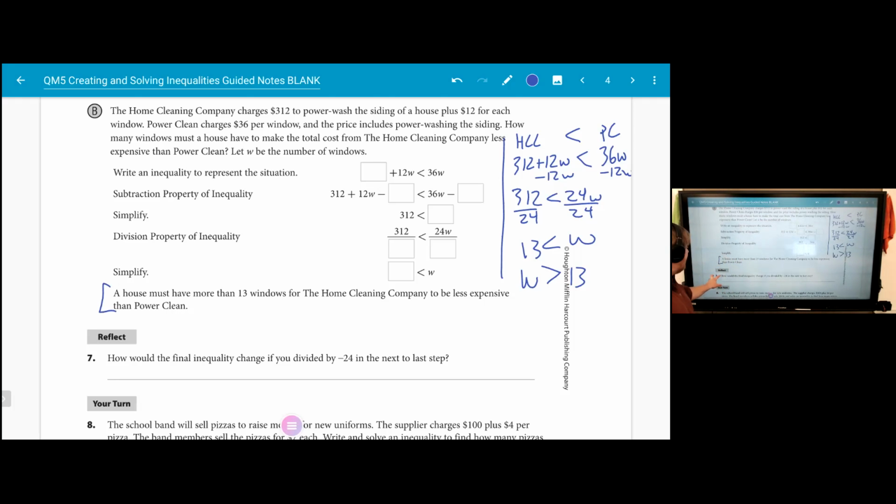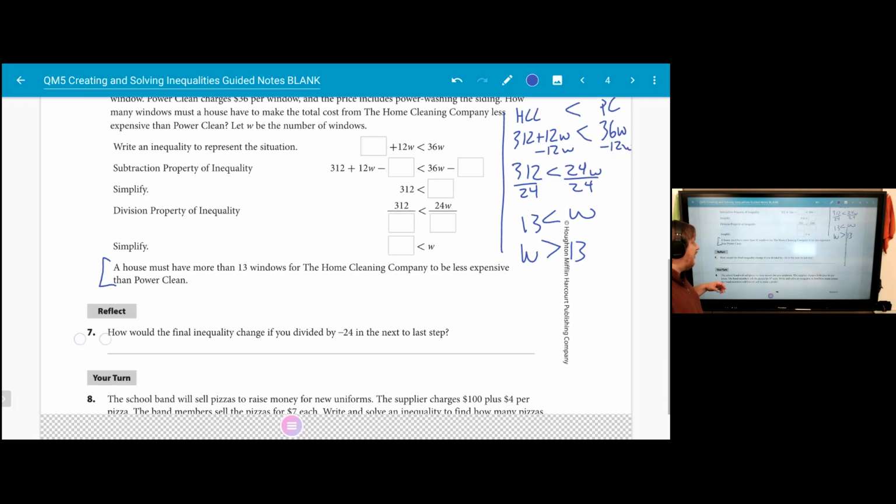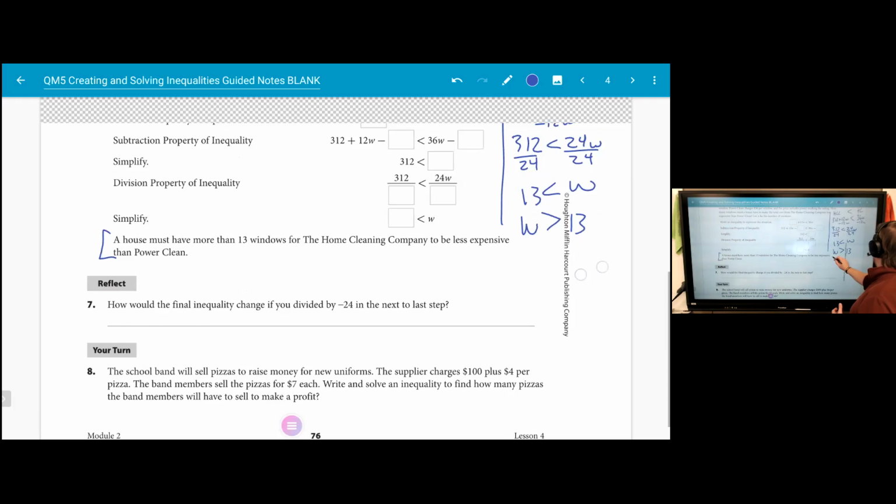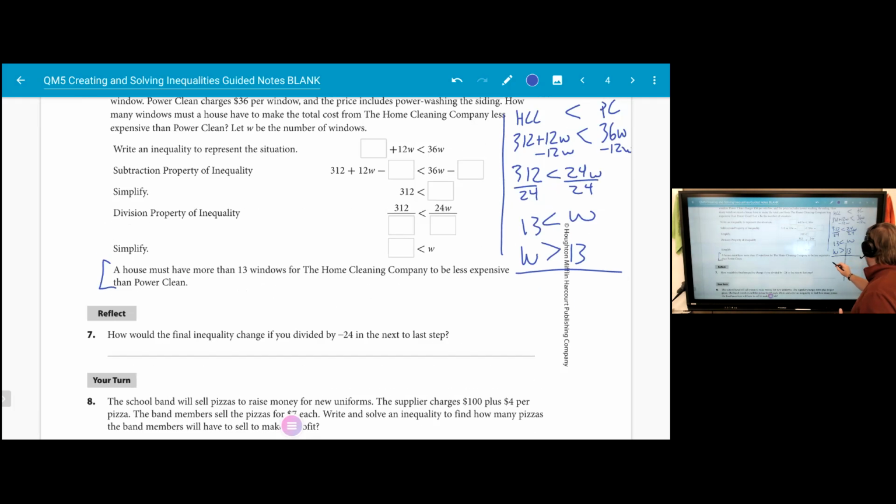Now this one says, how would the final inequality change if you divided by negative 24 in the next to last step? In other words, what if we had done this? What if we had instead done this? If I had done this, 312 plus 12W less than 36W. What if instead I subtracted both sides by 36W?